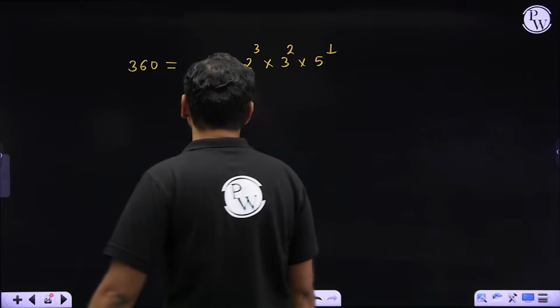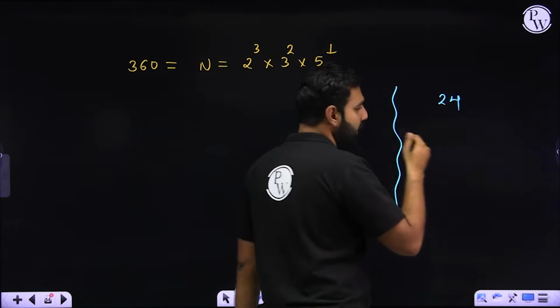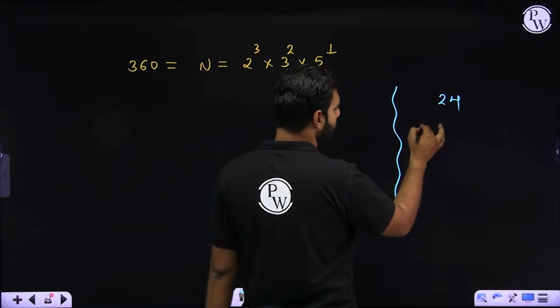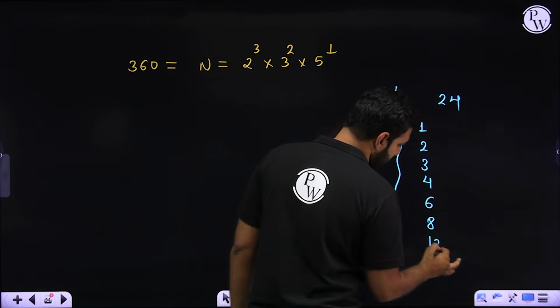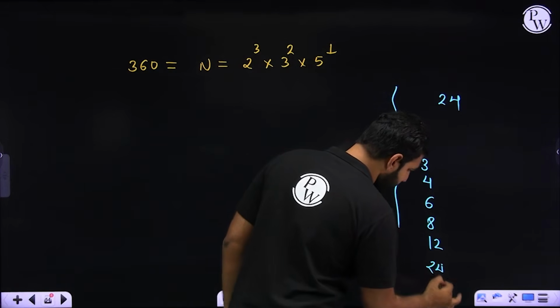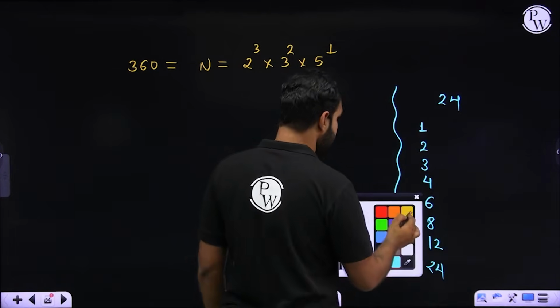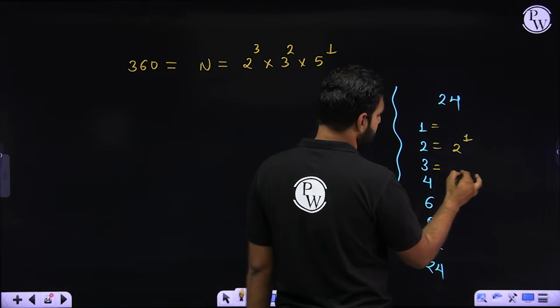I am trying to make you understand a very simple thing. Let's take another example. Let's say there is a number 24. Now, what is 24? The factors of 24 are 1, 2, 3, 4, 6, 8, 12. I hope I'm going great. And after 12, I think it should be 24. Now, let's look at these numbers. What is 1? 1 is 1. What is 2? 2 is 2 to the power 1. What is 3? It is 3 to the power 1.